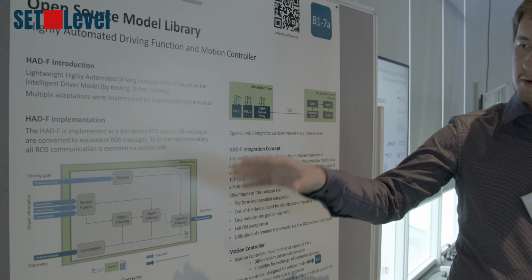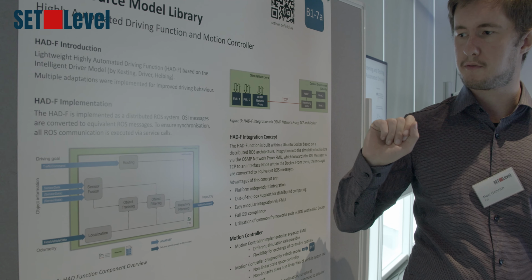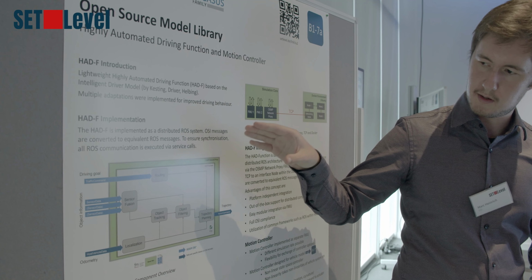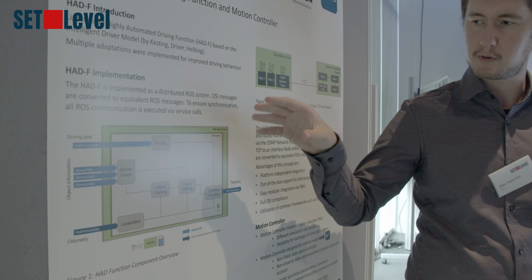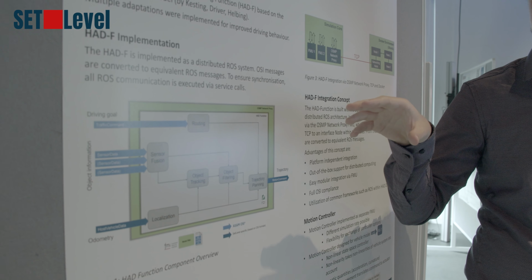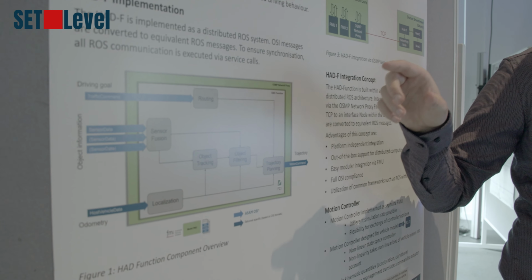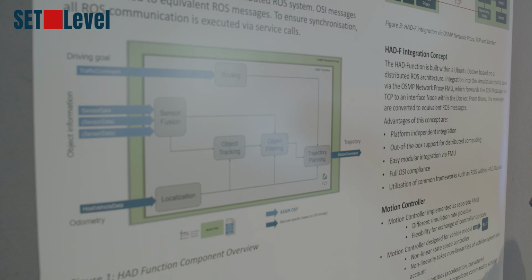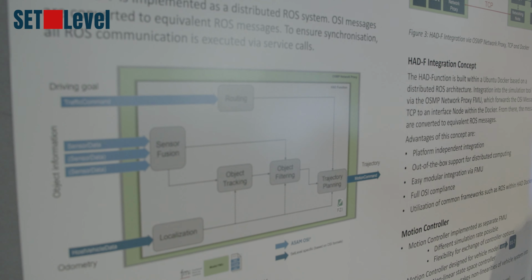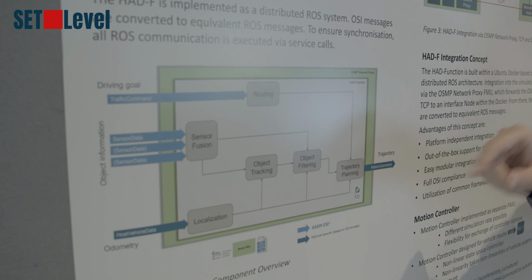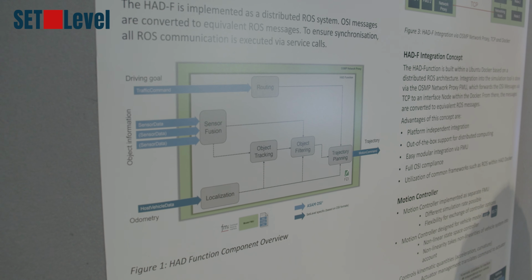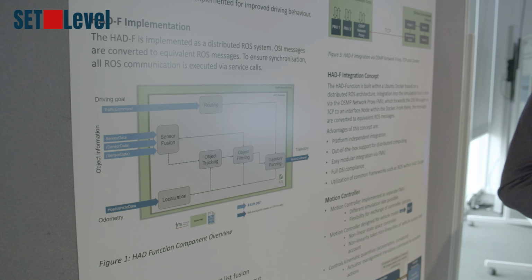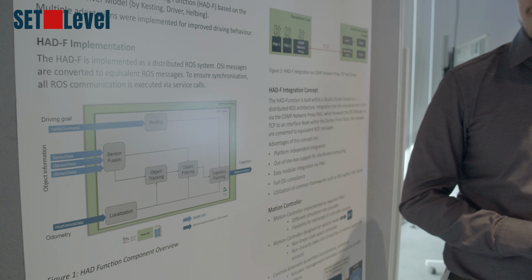And we have separate modules. We have a routing module, a sensor fusion module, and a localization. The sensor information is fused into one object list, which is then used for object tracking. Then we have object filtering to filter out the most relevant objects. All information is then used by trajectory planning to create an output trajectory, which is then sent to motion command.